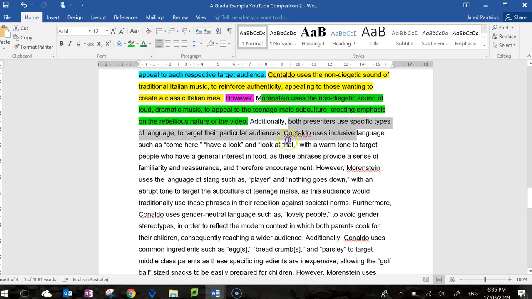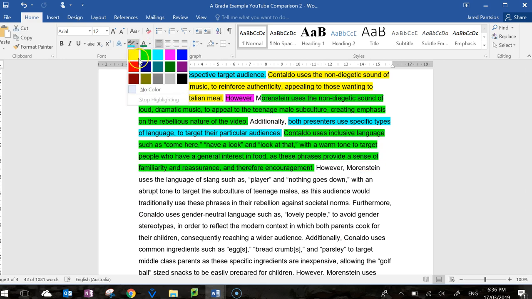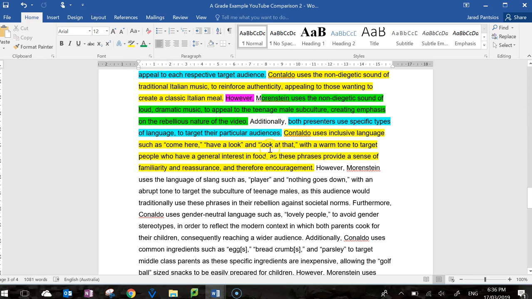"Both presenters use specific types of language to target their particular audiences. Cantado uses inclusive language such as 'come here, have a look, and look at that,' with a warm tone to target people who have a general interest in food, as these phrases provide a sense of familiarity and reassurance and therefore encouragement." So let's make that yellow. Inclusive language is words that are meant to include or make the audience feel welcome, such as you, we. So we are going through this YouTube comparison together instead of you are going through this YouTube comparison together.